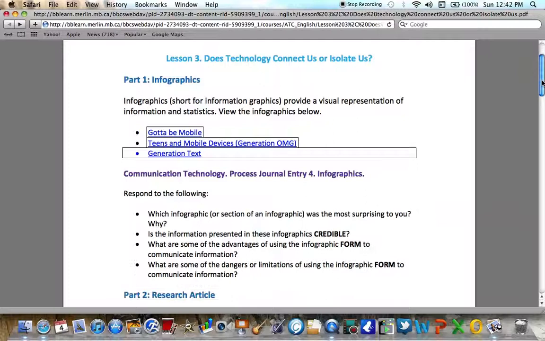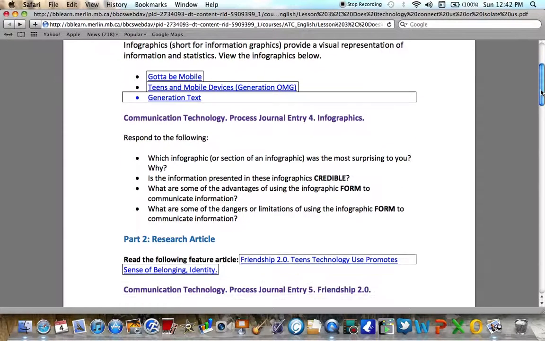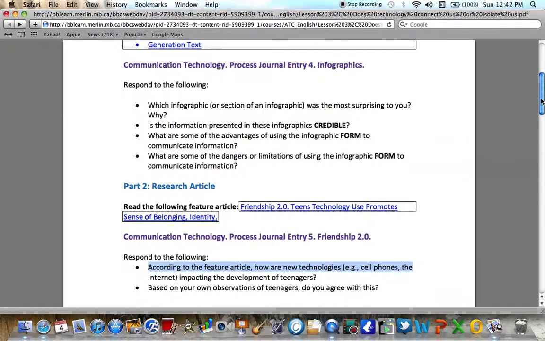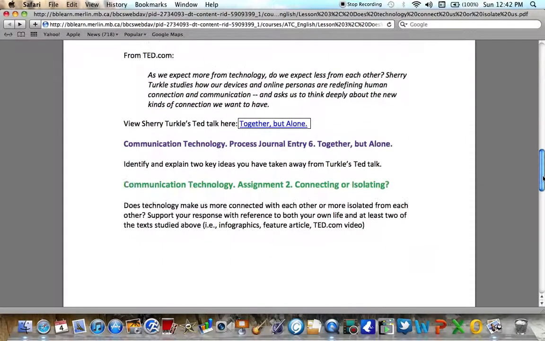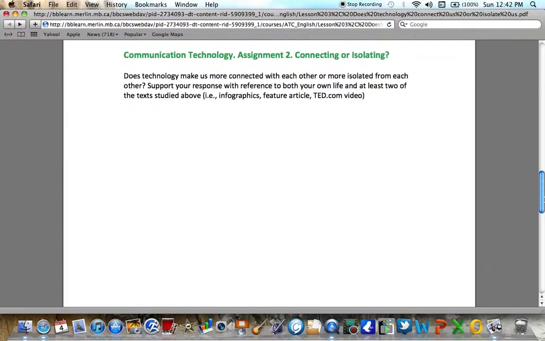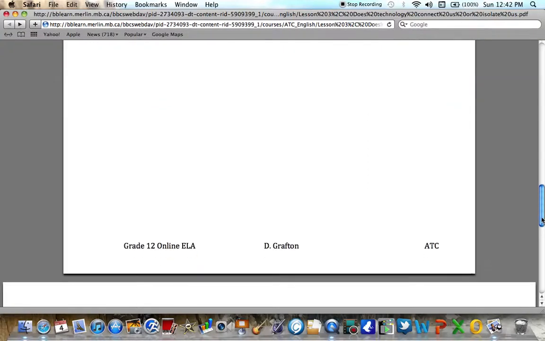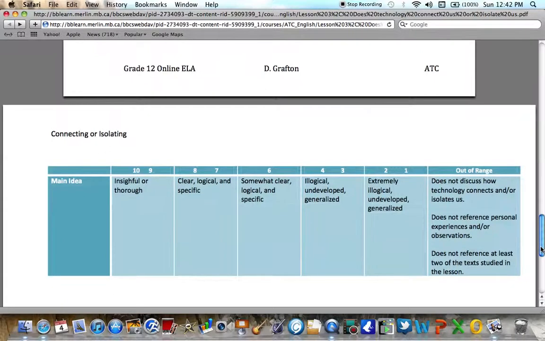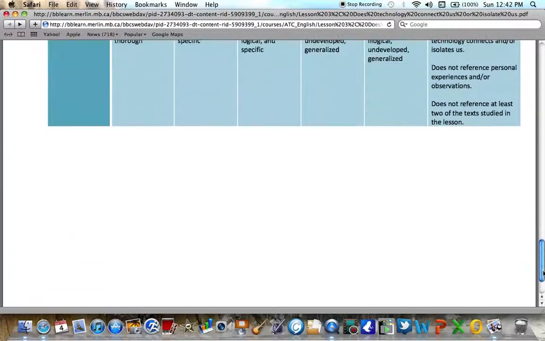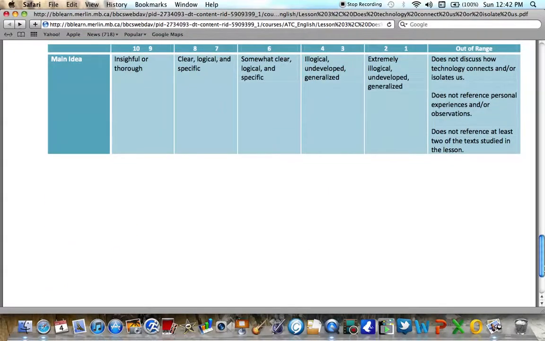So to be done the lesson, you should have 3 journal entries, Process Journal Entry 4, 5, and 6, and then Communication Technology Assignment 2 submitted. And on the last page here, you can look at the rubric, but it's the standard rubric that we use for the provincial exam here.